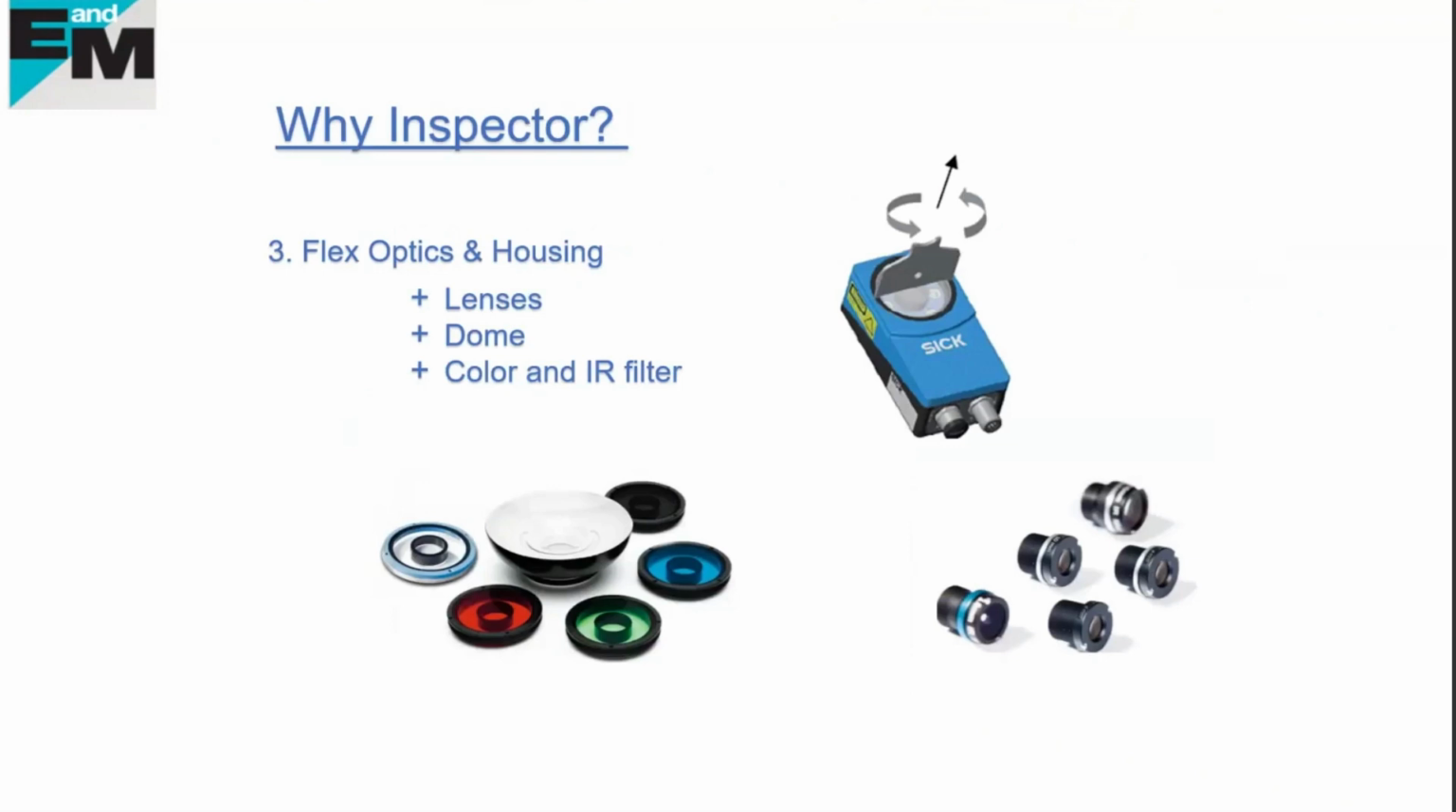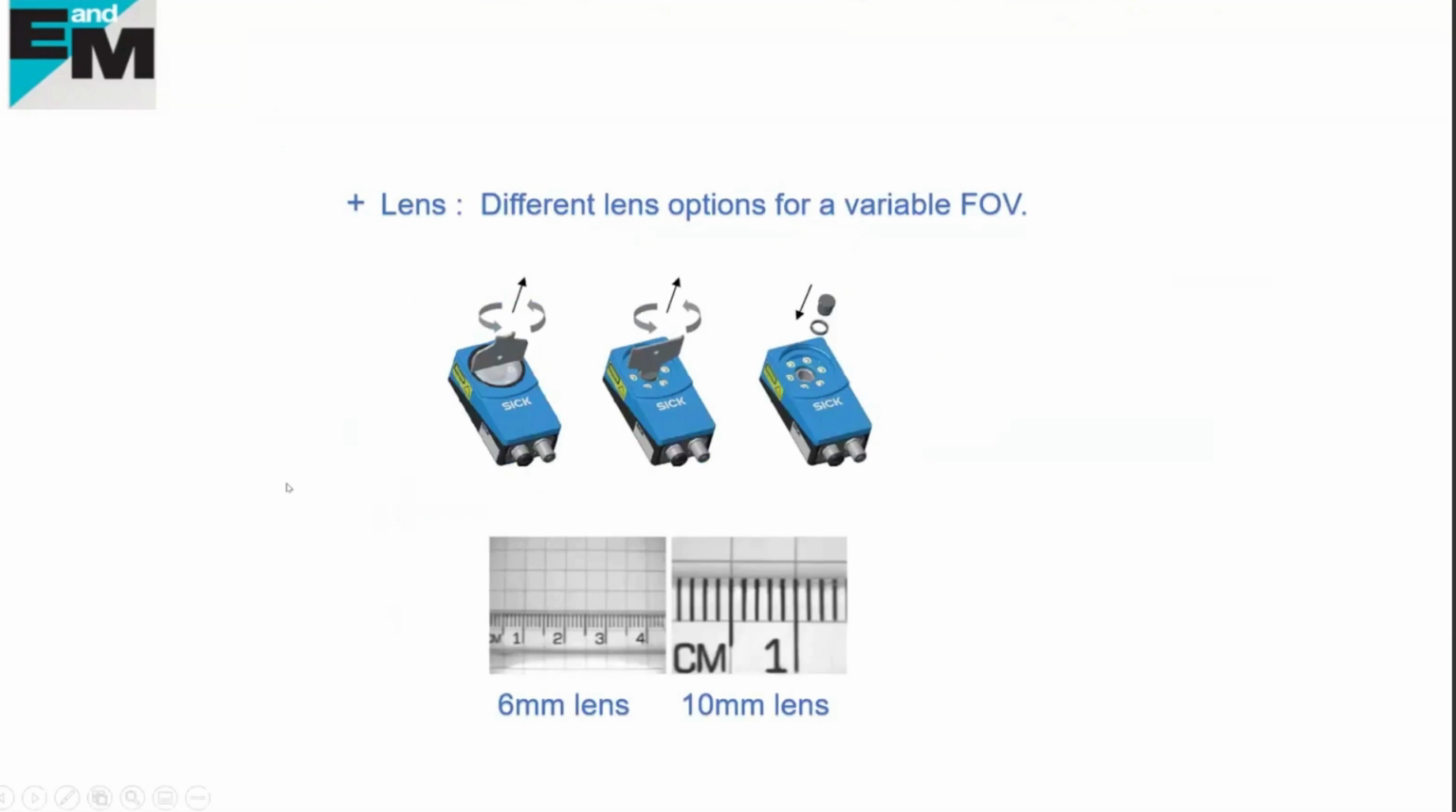Moreover, flexible optics and housing. So as you can see over here, we can exchange the lens based on our requirement, or we can use certain filters based on what the material of the target is, or we can use an accessory called dome. First of all, lens. So if you have an application where the camera is already being used, but now the field of view has changed, you need a wider field of view, or you need to inspect in detail. So in that case, you need a focal length which is higher. So in that case, you will be taking a 10mm lens.